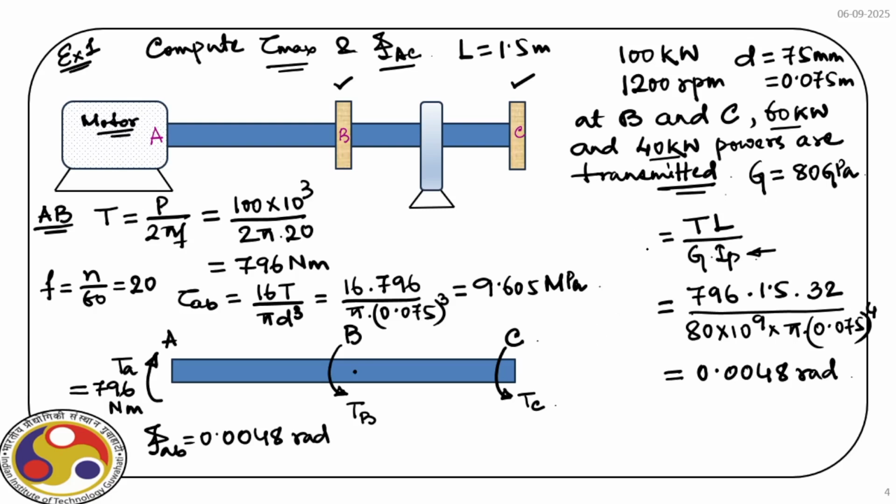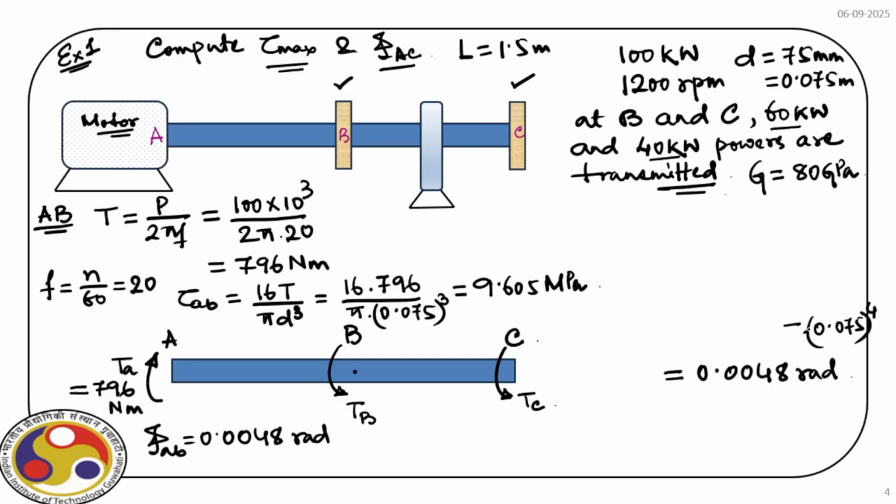Now let us consider the segment BC, and we'll repeat the same exercise for BC, and then we'll see the total rotation for the complete shaft.